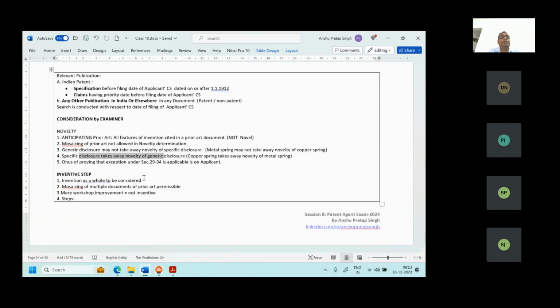Now, the onus of proving. Novelty has some exceptions which we have covered under the statute, that is Section 29 and 34. So if I give you an objection on novelty, you can prove that the objection falls under 29 to 34. If that is the case, yes, you have one ground of defense there also.